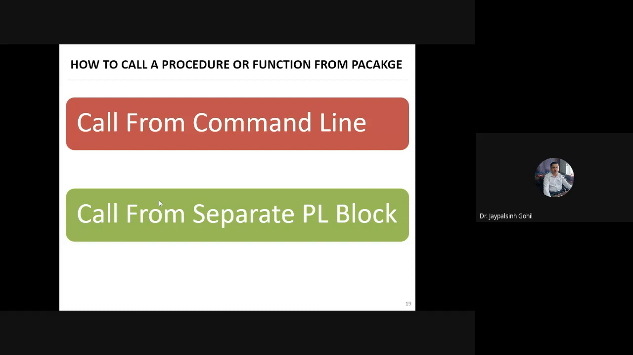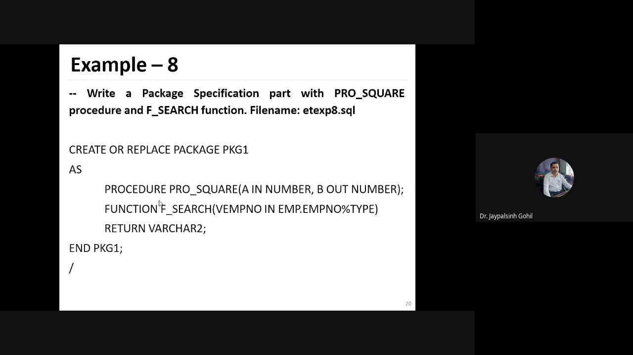Okay, let me now show you a practical demo of how to create, define, manage, and call a package. So the definition is like this: write a package specification which contains one procedure called pro square and one function called fsearch, which we have created previously. So see here, I'm showing the package declaration part. The first script file will hold this part.